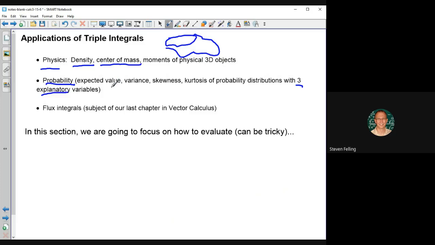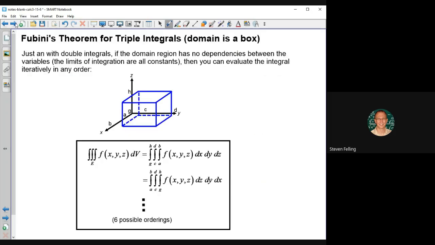Okay, and then there's something called flux integrals, which we're going to talk about in chapter 16. That's the subject of our last chapter, which ties everything from the whole course together, which is called vector calculus. But in this section, we're going to focus just on how to evaluate a triple integral, one that has a three-dimensional domain, which can be quite tricky. And we'll see various things that can happen.